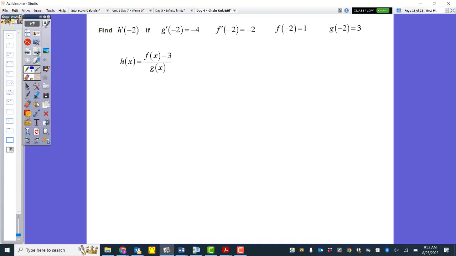Okay, this is just more practice with using the different values we're given and solving a derivative. So you're free to work this one on your own. Let me know if you have any questions.